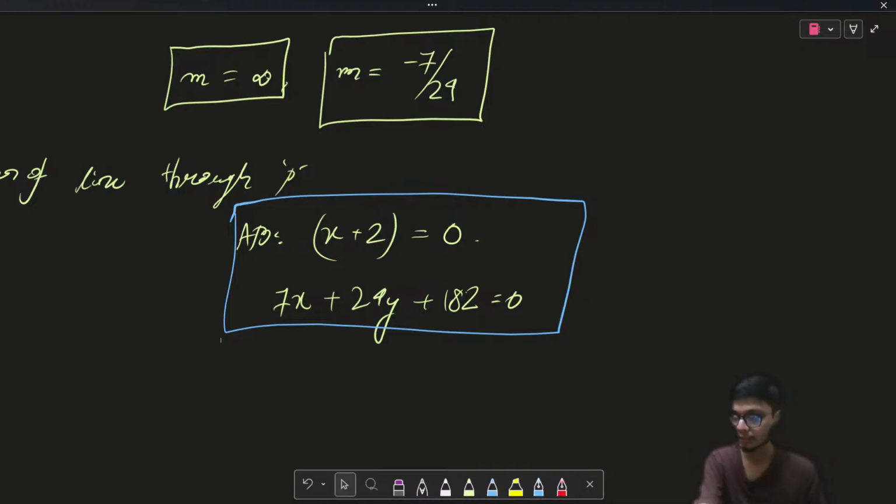I hope this is clear to all of you. I hope this question is clear. Do let me know in the live chat if this part is clear or not. Is this part clear to all of you?